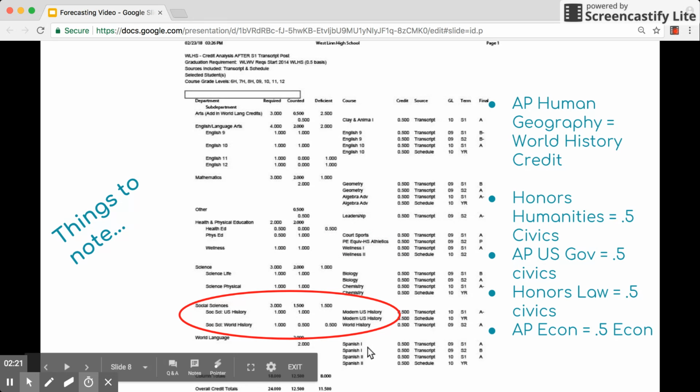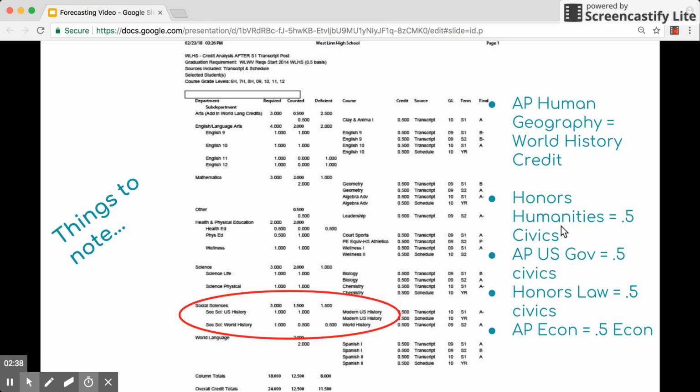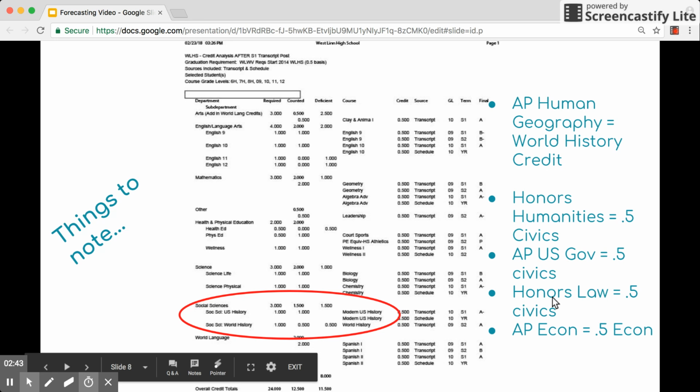This final section is important to note in the social sciences. Students are required to take US history and world history, and then 1 credit that is split up between civics and econ. AP Human Geography is a way in which students can fulfill the world history requirement, although it won't be noted in their credit analysis. Honors Humanities, AP US Government, and Honors Law are ways in which students can fulfill the civics requirement. And finally, AP Econ is a way in which students can fulfill that half a credit of econ.